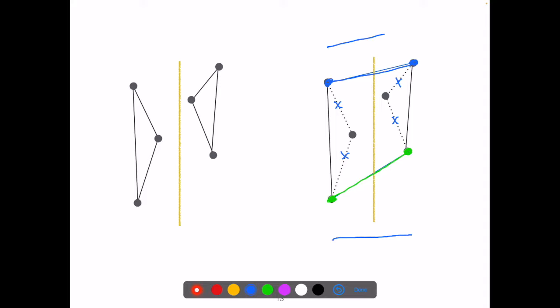So what's the complexity of this combined algorithm? Since we are identifying 4 points, connecting them, and walking along the original convex hulls to remove those inside edges, overall this process takes linear time.